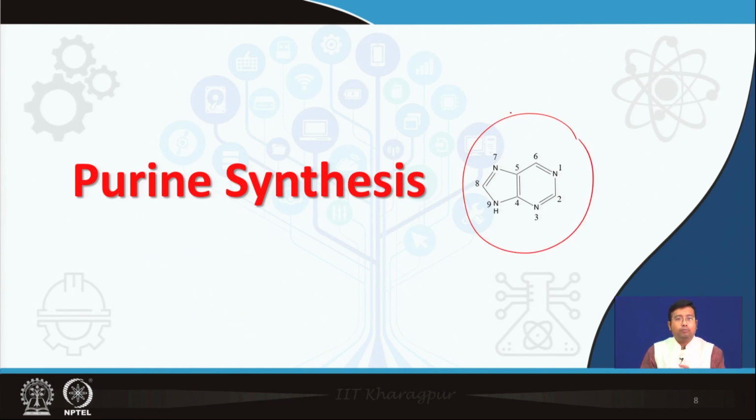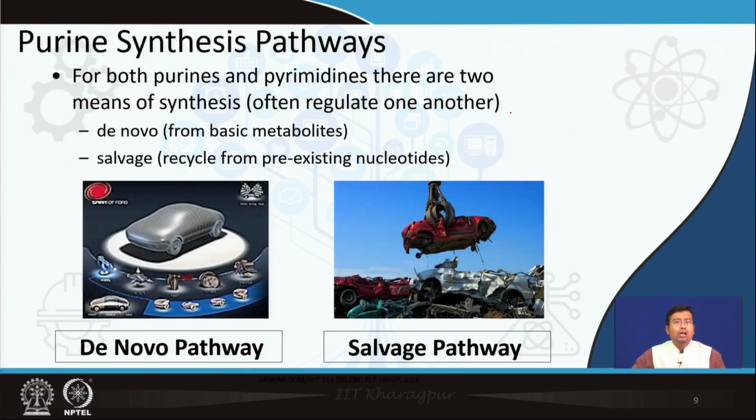Okay. So, our topic of discussion today is purine synthesis. So, purine can be synthesized in 2 ways. I mean this whole double ring structure can be synthesized in 2 ways. Number 1 is known as de novo synthesis. You have heard the term de novo synthesis, where one example is de novo synthesis of fatty acid. All right. There are multiple examples of de novo synthesis.